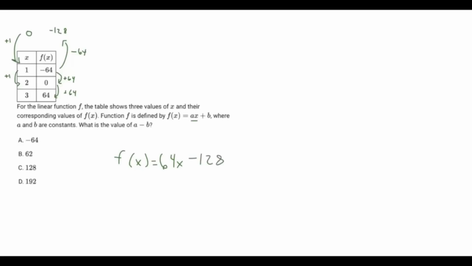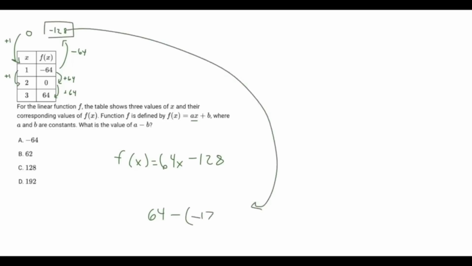So you could write this as plus negative 128, but it's the same thing. So it says, what is the value of a minus b? So our a value is 64, right? And it's subtracting the b value. The b value is negative 128, right? So if you subtract a negative number, we're essentially adding it. And so 64 plus 128 is just 192, so that's our final answer.